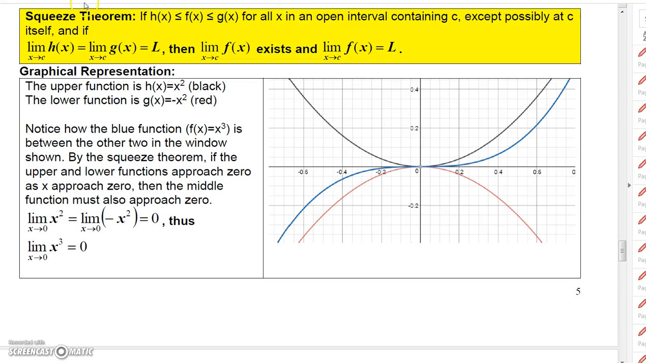Okay, the squeeze theorem is interesting, but it's only used once or twice in calculus that I recall. Basically, here's what it says.